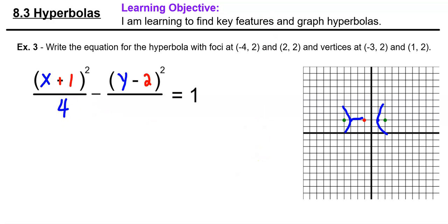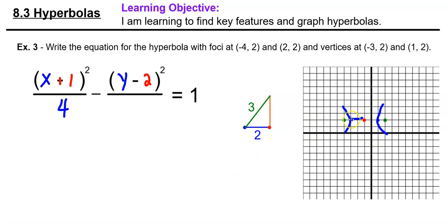And now the trouble is that I don't have a conjugate axis length in the vertical direction. It doesn't tell me anything about that. So I need to use my knowledge of the hyperbola and how the conjugate axis and the foci and the vertices are all related with the Pythagorean theorem. And this is how they're related.